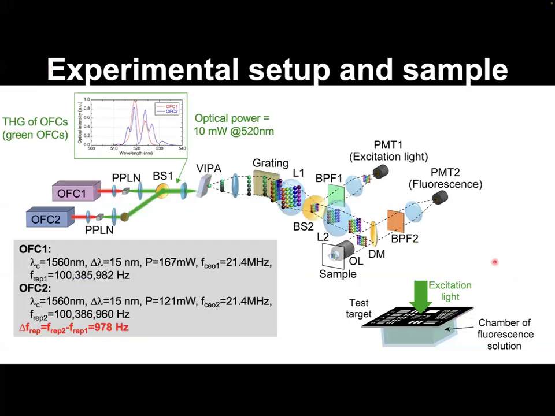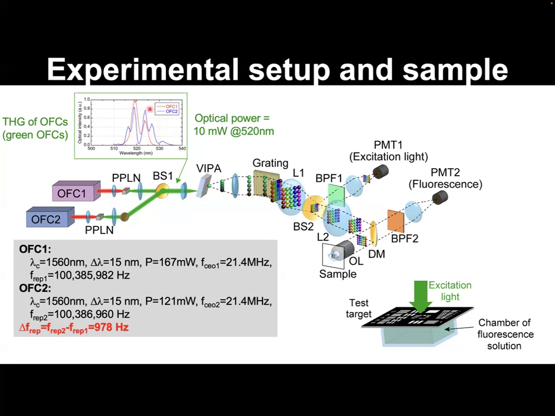Next slide shows the experimental setup and the sample. So we use a pair of fiber OFCs at 1.5 micrometers as OFC1 and OFC2. Specifications of OFC1 and OFC2 are here. Both OFCs have a frequency spacing around 100 megahertz, and the frequency difference between them, or delta FREP, is around 1 kilohertz. So the fundamental light from both OFCs was converted into THG light at 520 nanometers by a PPLN crystal.